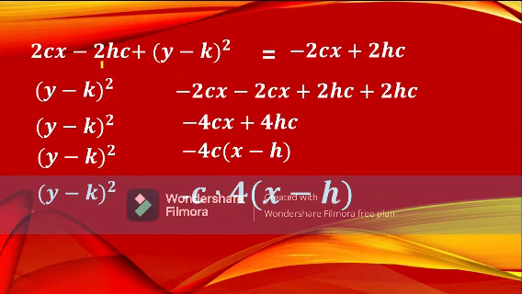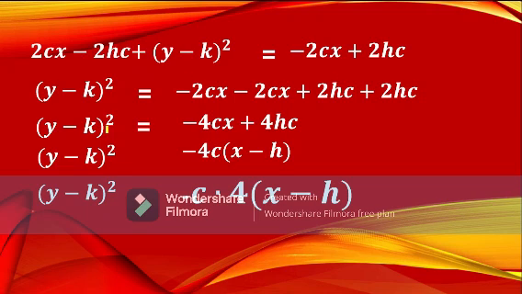Okay. Then 2cx minus 2hc plus the quantity of y minus k squared is equal to negative 2cx plus 2hc. Then we have y minus k quantity squared is equal to, okay, you transpose 2cx and minus 2hc to the other side of the equation. Of course, their sign will be changed and write them beside the like terms. So the remaining terms here would be y minus k quantity squared is equal to negative 2cx minus 2cx plus 2hc plus 2hc.